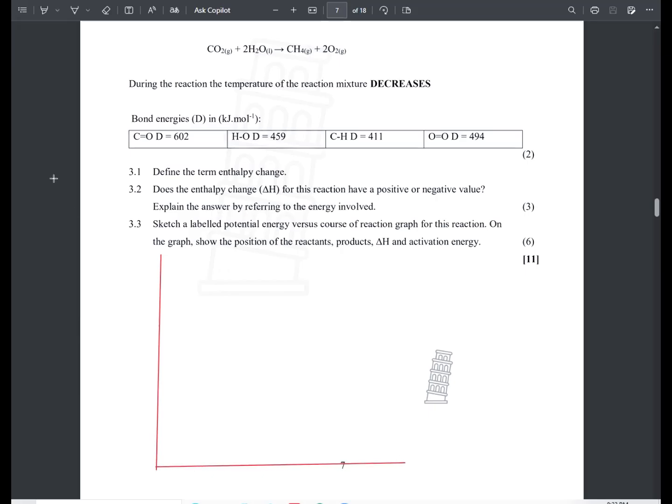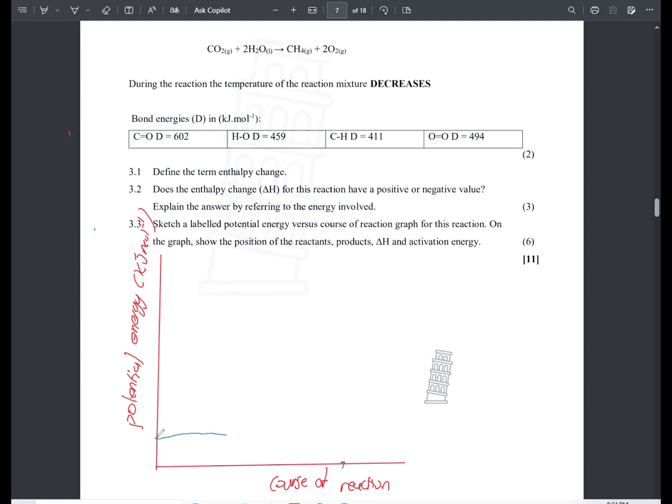Then obviously what you write down here is course of reaction. Then what you want to write here is potential energy, in kilojoules per mole. Right. And then your graph or your sketch should look like this.